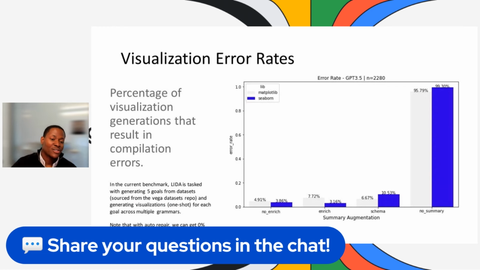To measure reliability, we propose visualization error rates. In this case, we have over 2,000 visualizations generated based on about 50 data sets from the Vega data set. For each data set, we asked the model to come up with 5 visualization goals. For each visualization goal, we asked the model to generate visualizations across 2 grammars. And then overall, we measure what percentage of times we get visualizations that contain compile errors.